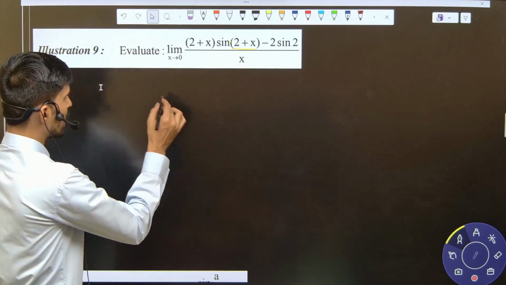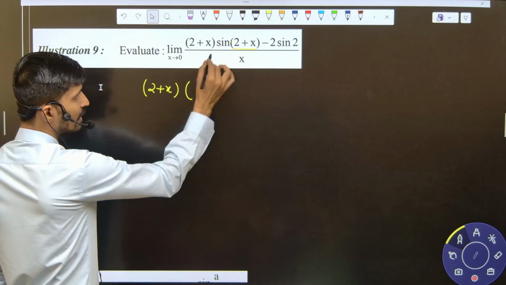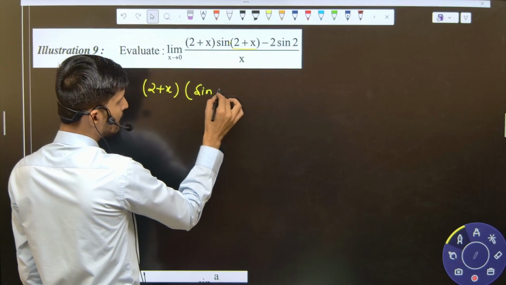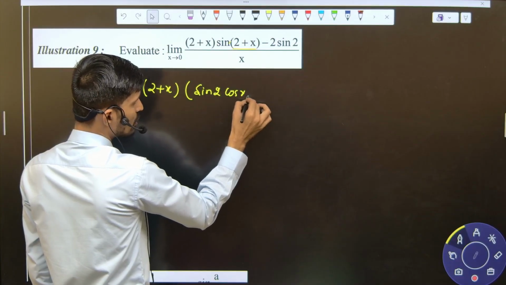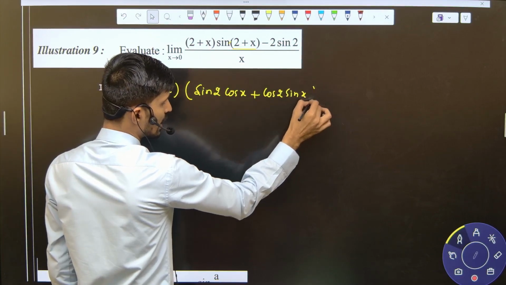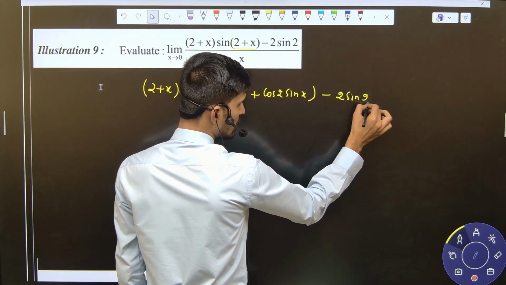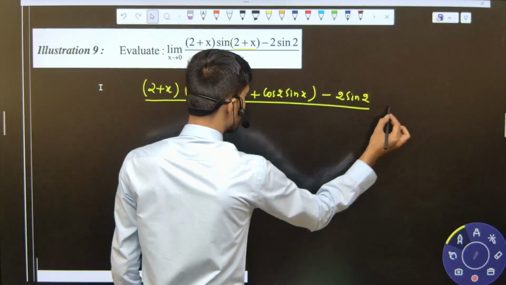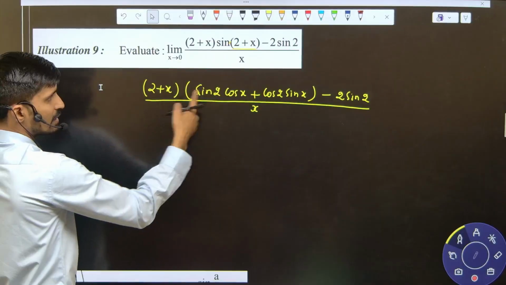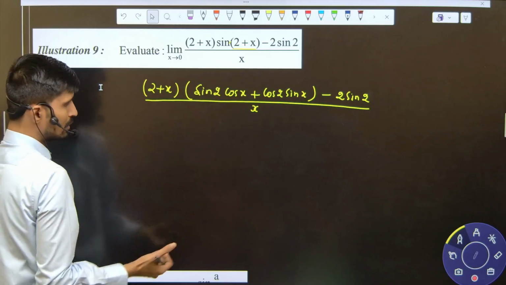Okay. So sine a plus b, this 2 plus x I will write as it is. And here, sine a plus b, what can we write? Right? Sine a cos b plus cos a sin b, minus 2 sin 2, upon x. Now I am going to multiply both brackets. I am going to do some arrangement. Let's check what we can do.